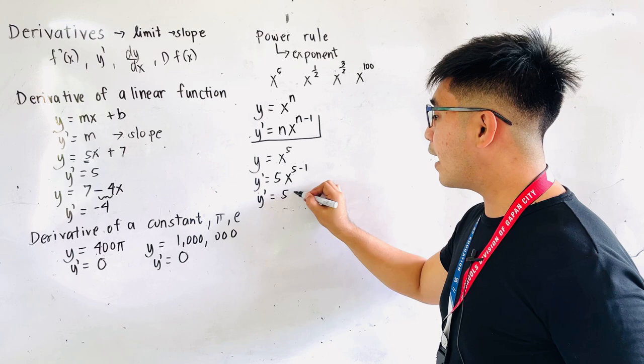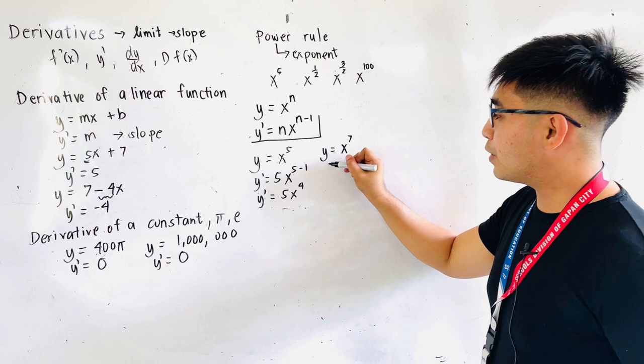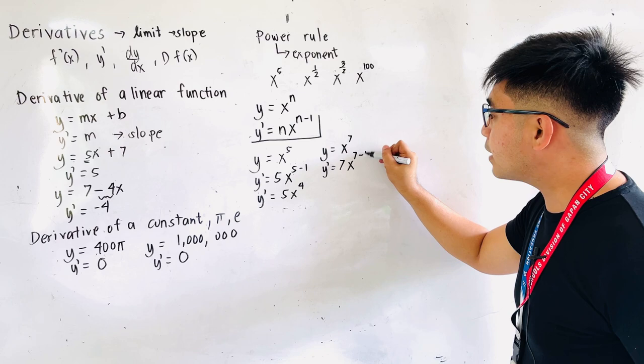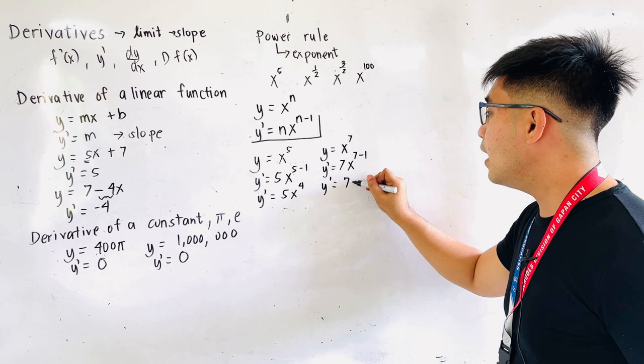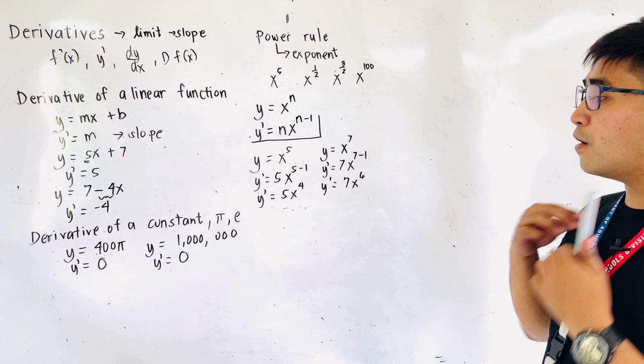Another given, what if you're given y is equal to x raised to 7? Y prime is equal to bring down 7, multiply to the given, and then subtract 1 from the exponent. Therefore, y prime is equal to 7x raised to what? Very good. That is x raised to 6. So that is how we identify the derivative of a function which contains an exponent.